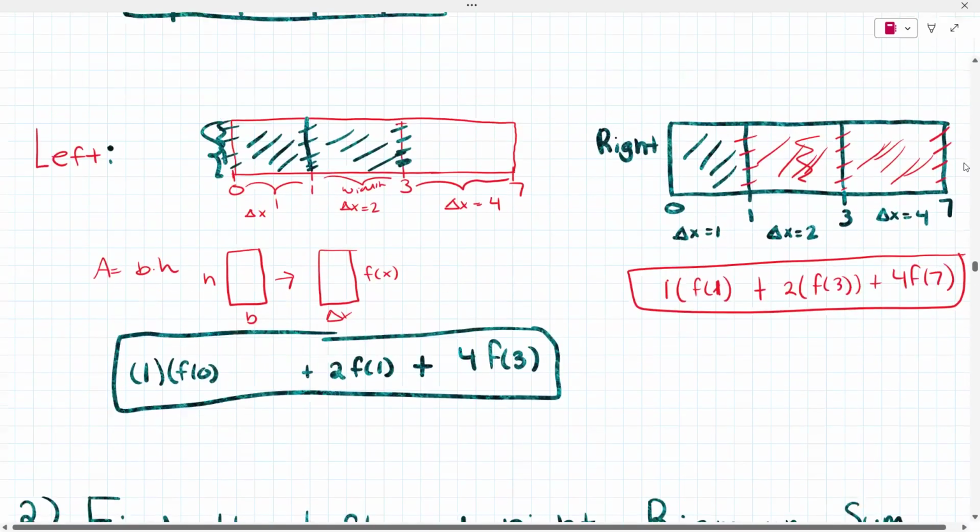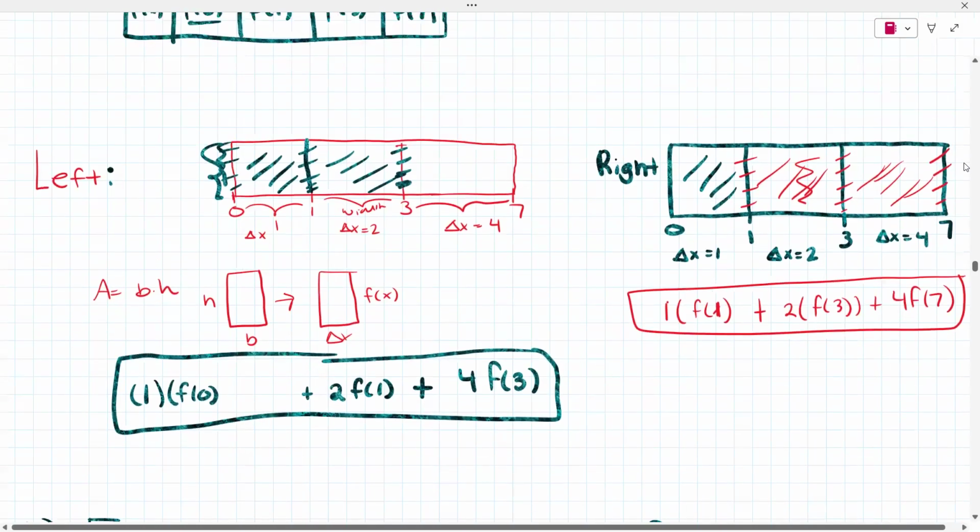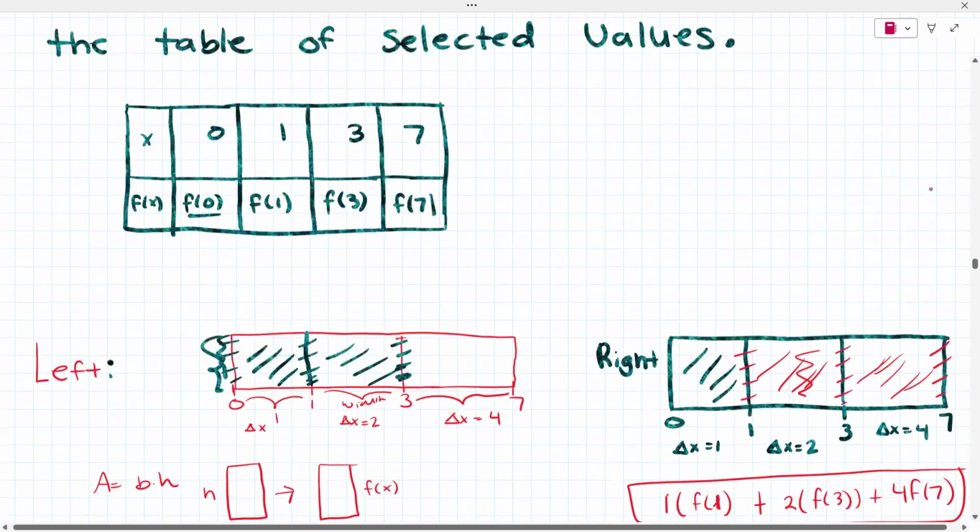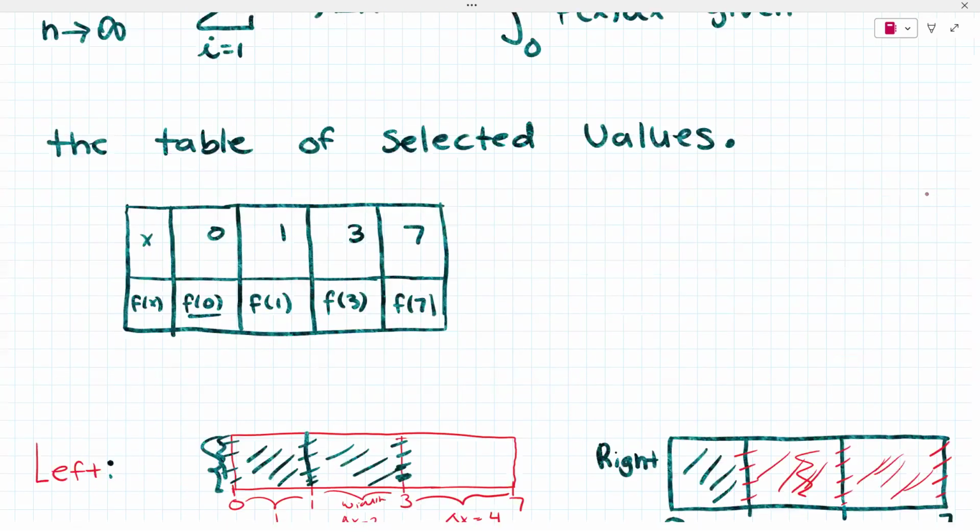Okay, so we still have to do the trapezoid method. Let me put it right here because I'm running out of space. So how do we do the trapezoid method? Let me draw the image again.